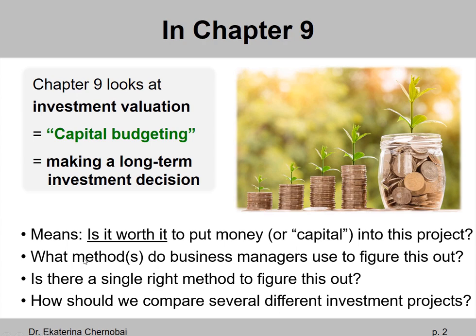So to figure out if an investment opportunity is profitable, how should we calculate this whole profitability? What methods do business managers use to figure this out? And in this chapter, we're actually going to cover 4 most important methods, which very much differ from one another. And then the question is, is there a single right method to figure this out? Or do we use one method for some projects but not for others?